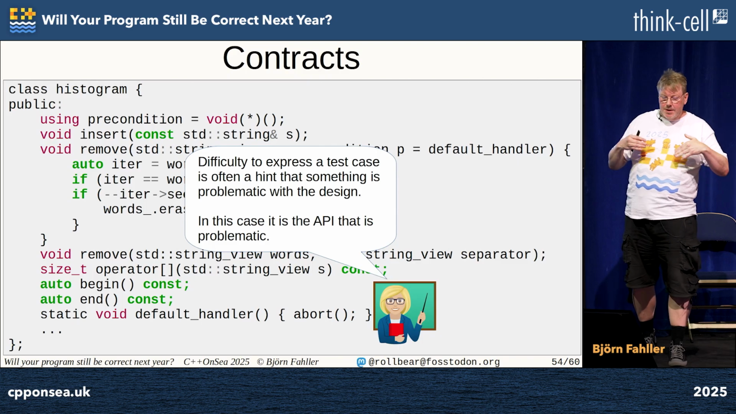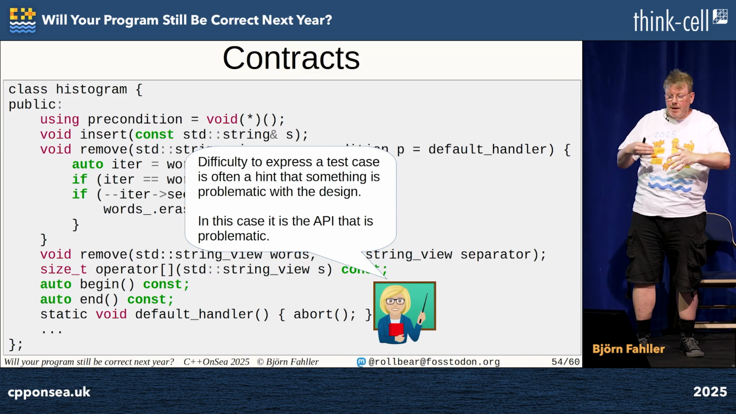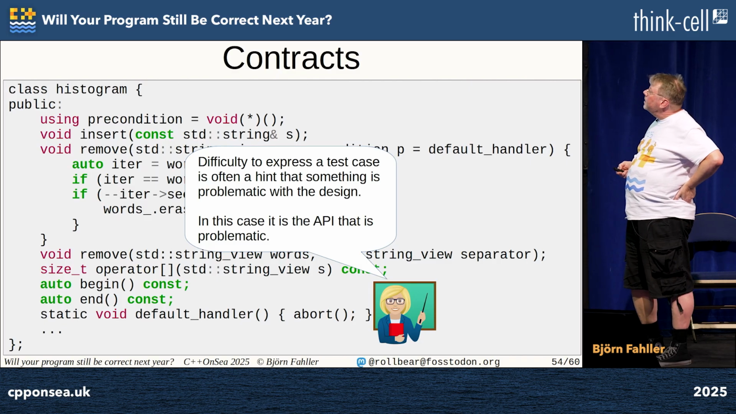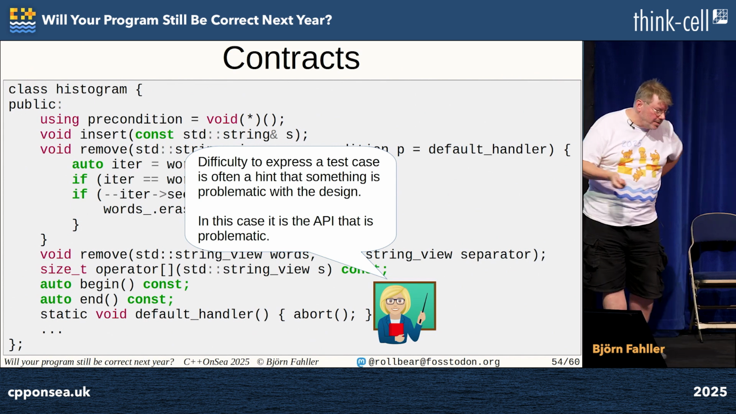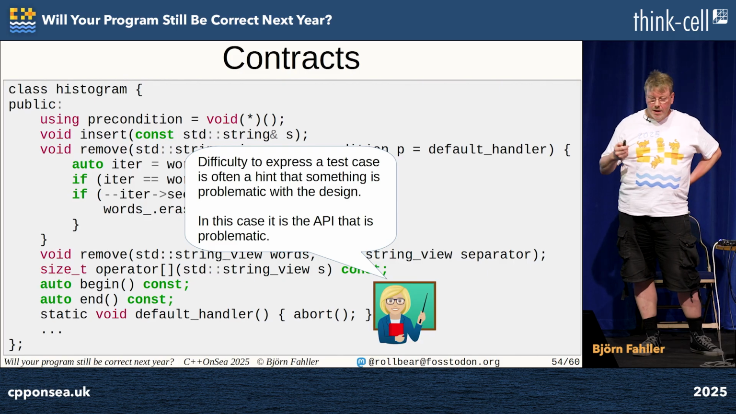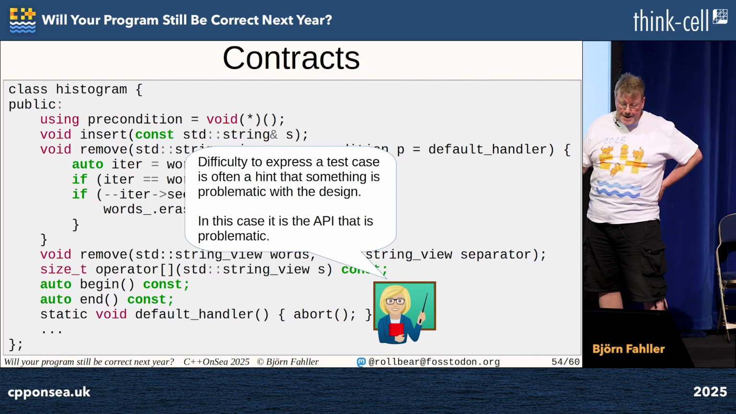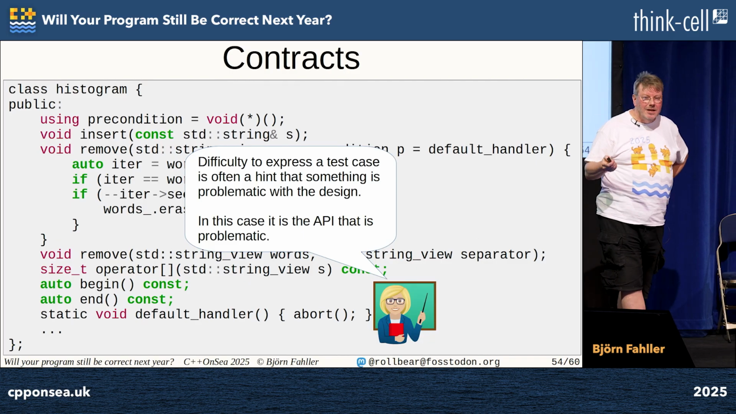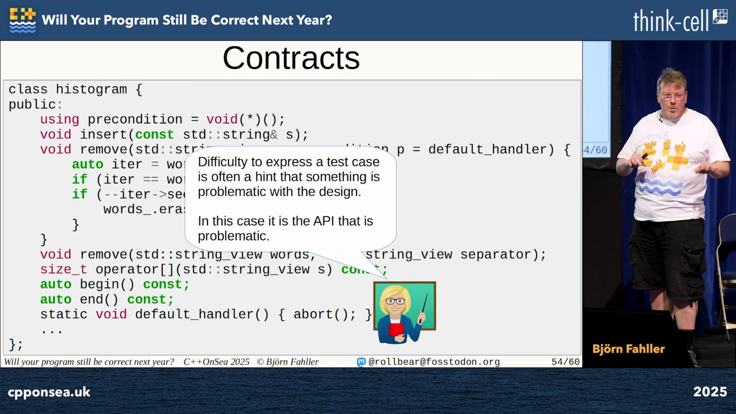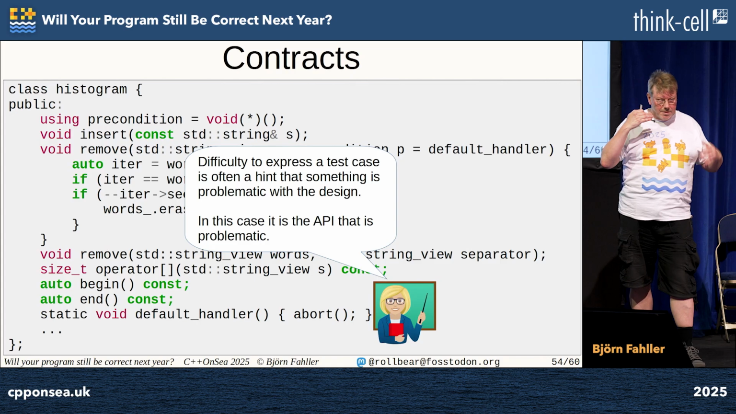As this is implemented, this calls remove for every word, but if there are words in there that aren't legal to remove, how should I do that? And I think this is also one of the things where you have reason to pause and think. This is hard to express in a test. This is often a hint that something is not quite right with your code. Something is more difficult than it needs to be.